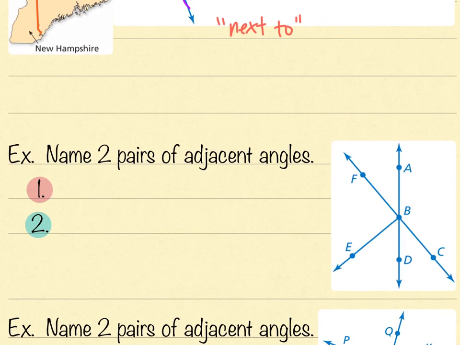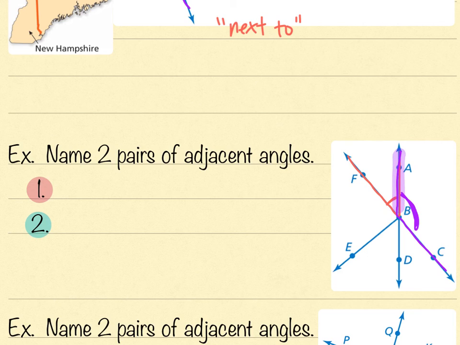So in this example, let's look. It says name 2 pairs of adjacent angles. There's a ton of different ones you could give, but I'm just looking for ones that are next to each other. I'm going to highlight this angle here in red, and in purple this angle here. They share a common vertex and a common side. If I highlight them, you can see which side they're sharing. It's that AB side. So there's the common side.